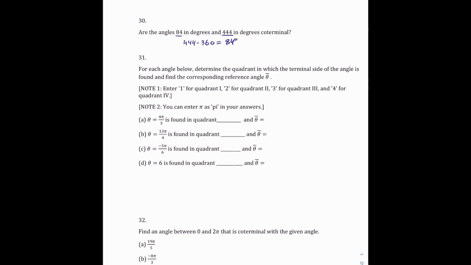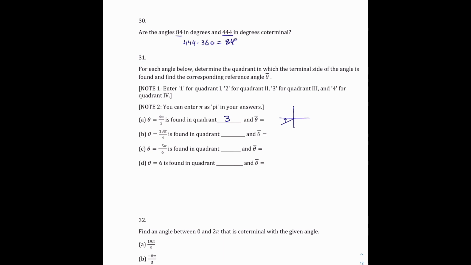And question number 31: for each angle below, determine the quadrant in which the terminal side of the angle is found and find the corresponding reference angle. So the angle 4π/3 is in the third quadrant, so quadrant number 3. The reference angle, since this is in the third quadrant, let me just imagine how it looks. It's going to be approximately here. So that is going to be the reference angle.